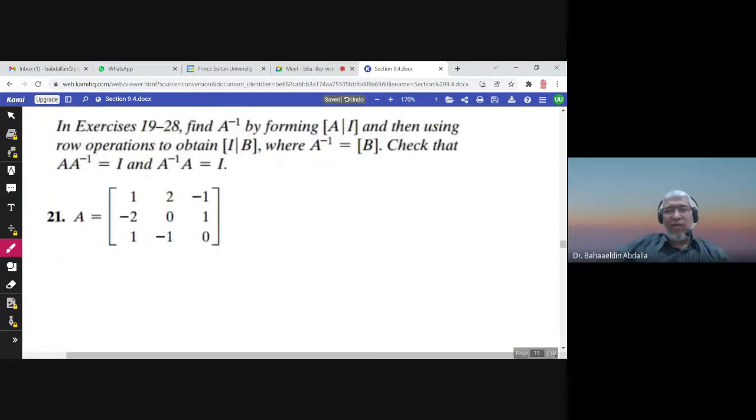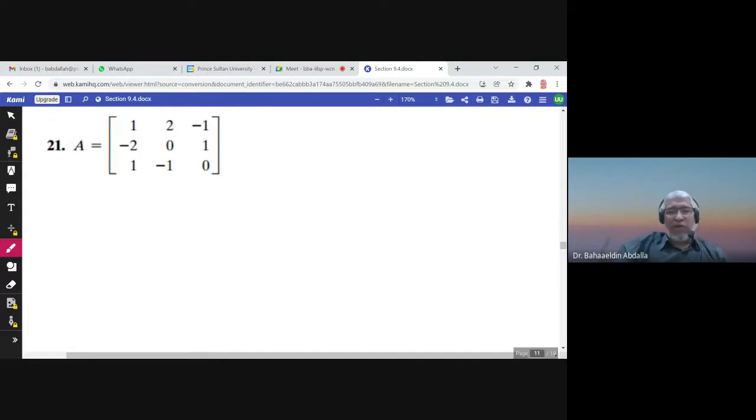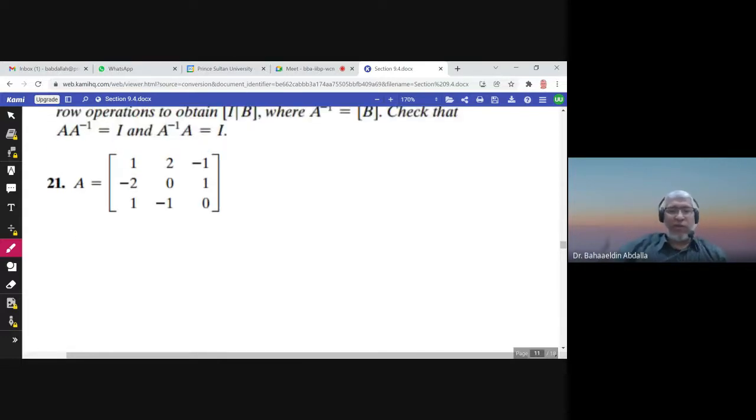Find A inverse by forming AI and then use row operations to obtain IB. Well, he doesn't have to tell you this one. He can just say find A inverse. So let us find A inverse of this matrix.